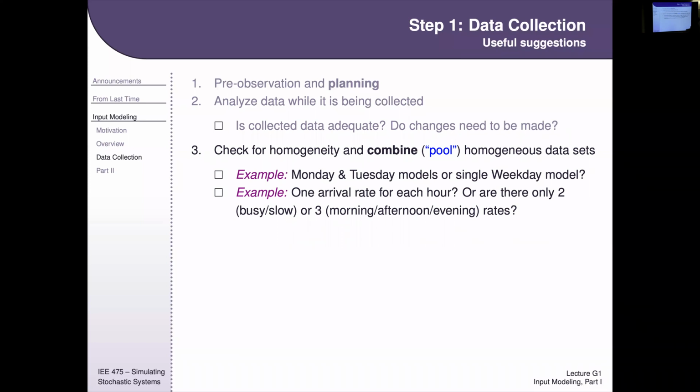Something else you can do is to look for what we call homogeneity and combine homogeneous data sets. What I mean by that is, if you go to an airport, you might find that I don't need a separate airport model for the Monday inter-arrival times and the Tuesday inter-arrival times. Monday and Tuesday are effectively the same. If I look at the distribution of inter-arrivals on Monday and on Tuesday, they look identical. If that's the case, you can pool, P-O-O-L, combine all of the Monday data and the Tuesday data together into a single weekday model. As long as it's a weekday, I know the inter-arrival time. So I'm going to pool that together, and you suddenly will get a whole lot more data.